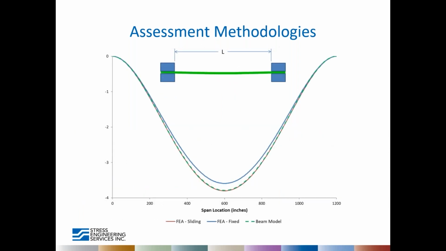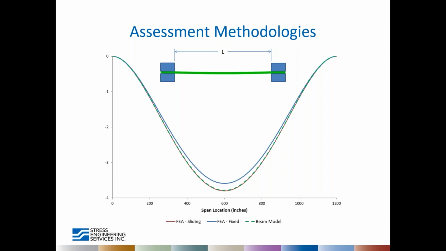Now, I put this slide in to compare an analytical model with FEA for a rigidly supported beam. So the beam model is the green dotted line, and you can see that it matches up with the FEA for when the pipe is allowed to slide in the supports. But this really doesn't give an example of what the supports look like for a real pipe. In that case, we're going to have tension in the pipe as well.